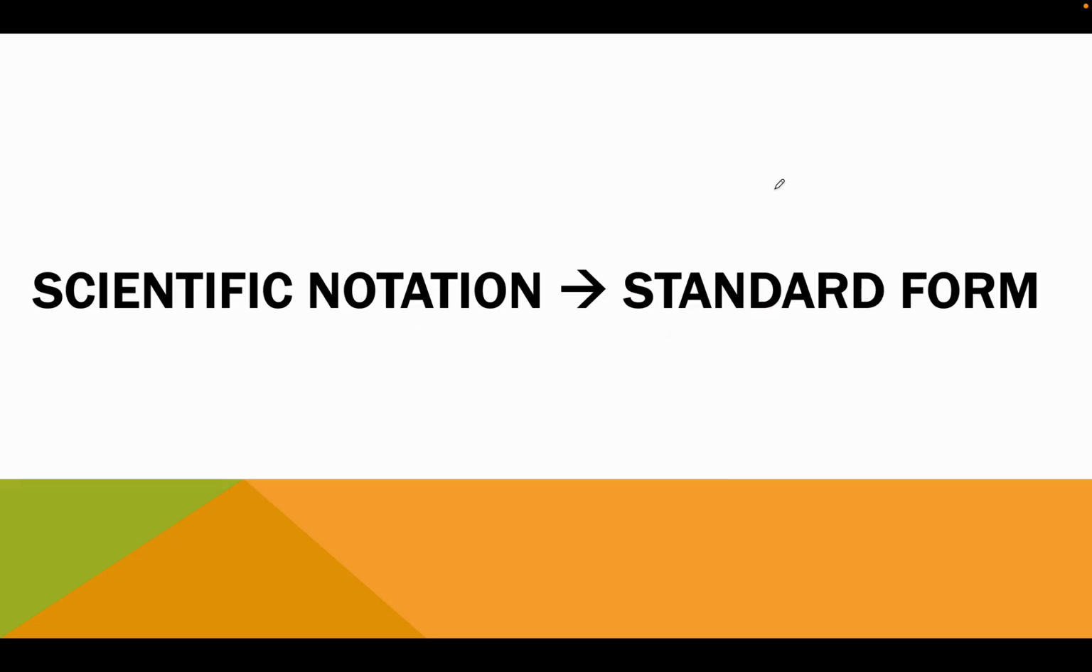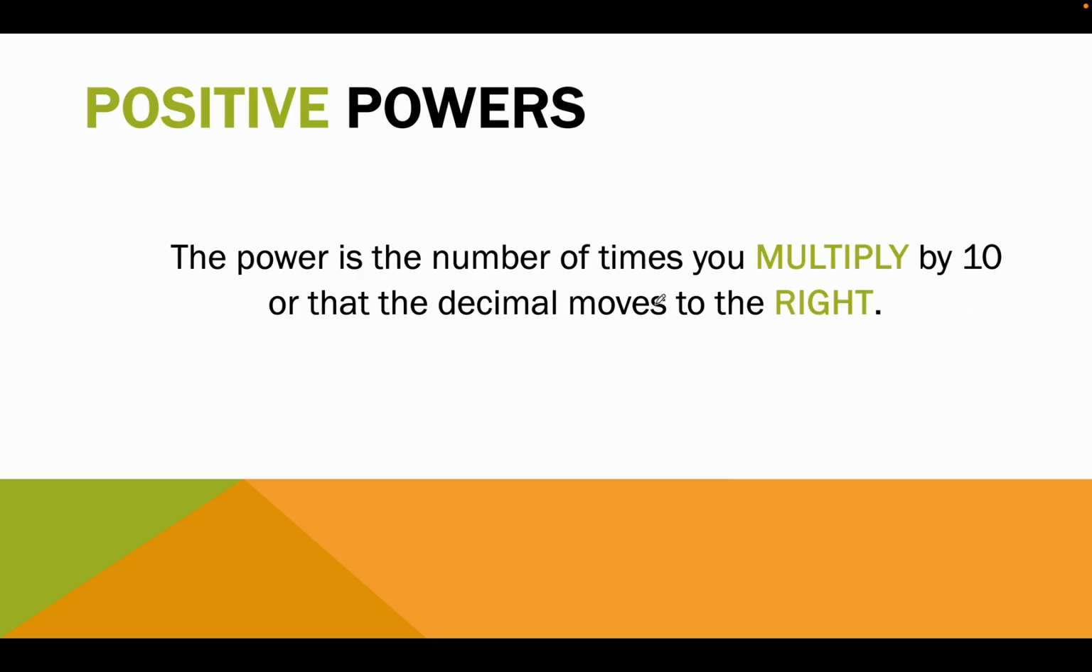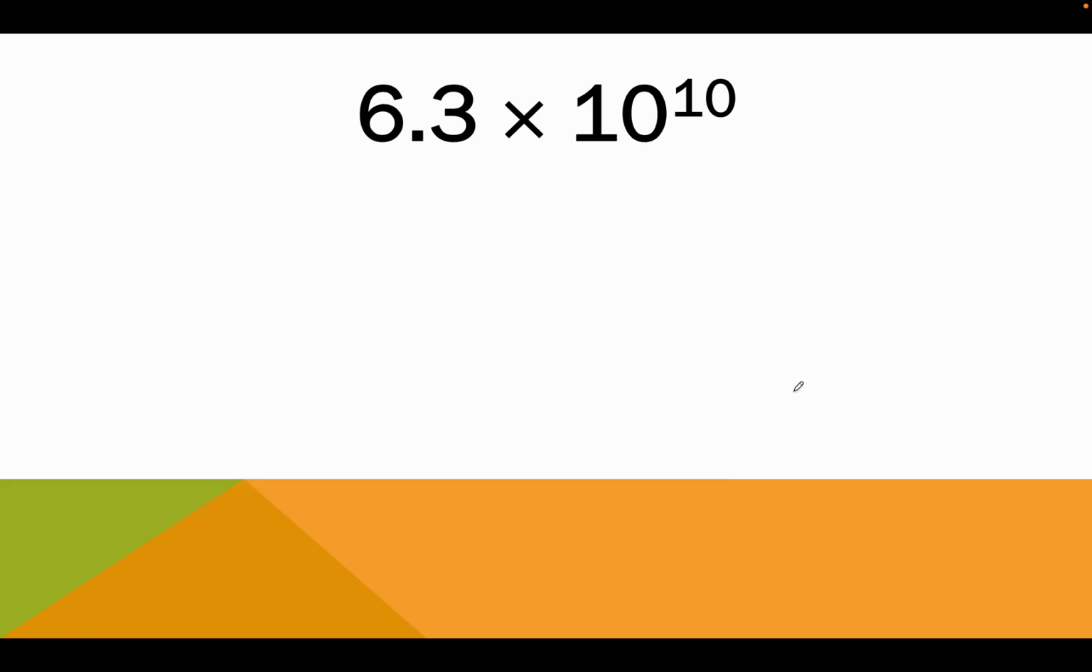scientific notation. First, we're going to look at how do I take a number from scientific notation and put it into its standard form of a number. If the power is positive, that tells you how many times you are multiplying the original number by 10. If you recall that when you multiply a number by 10, it adds another place value to the right, then you can use the shortcut where the power will tell you how many spaces the decimal will move to the right. So let me show you a couple examples.